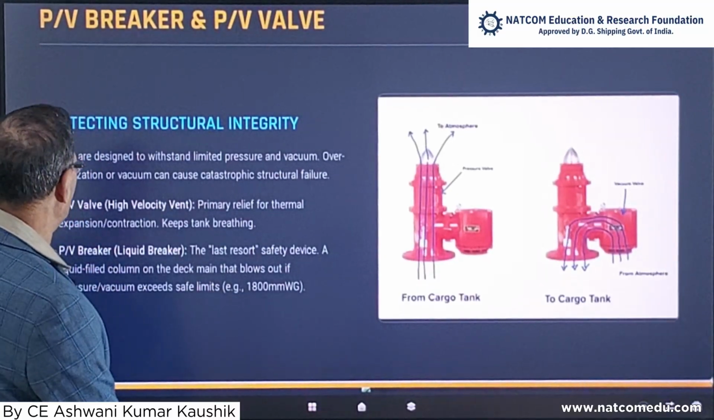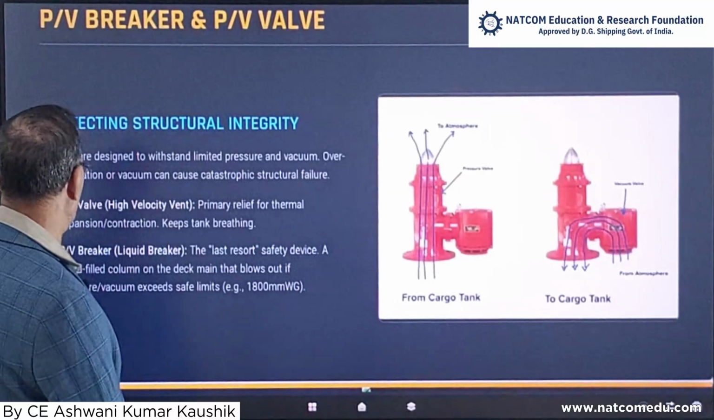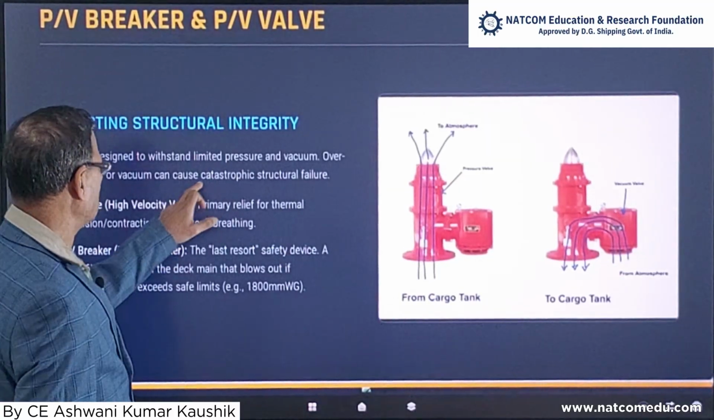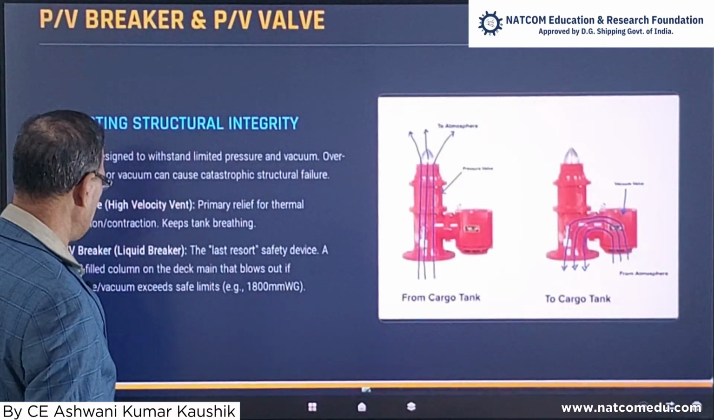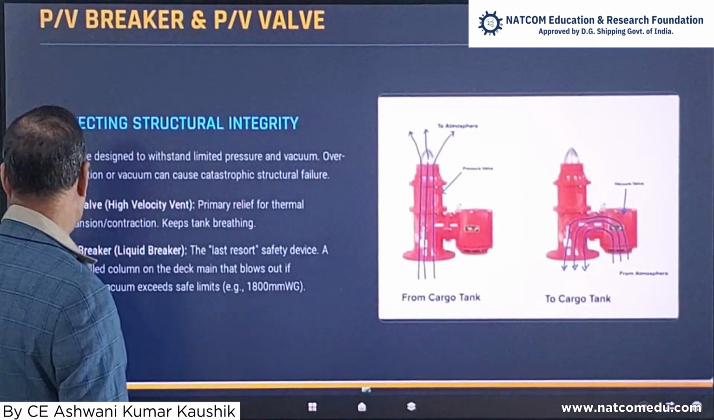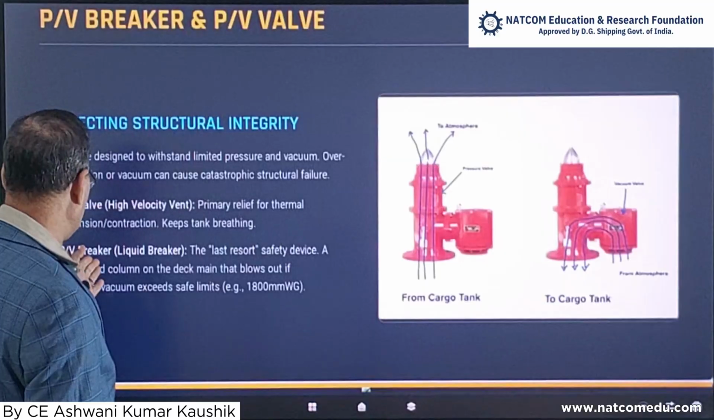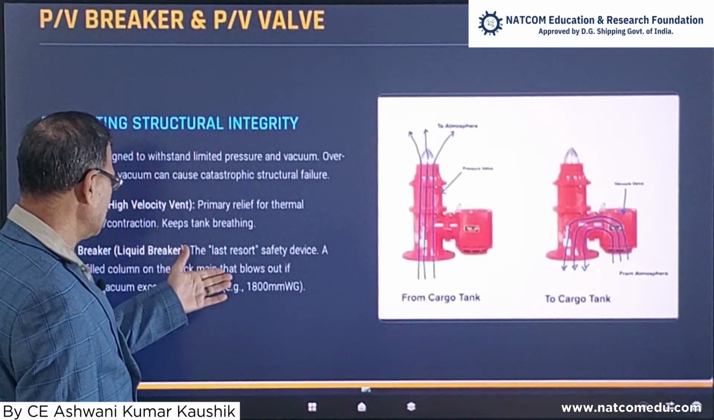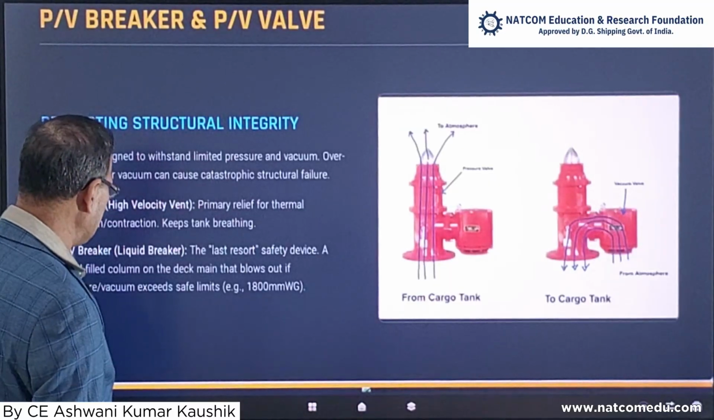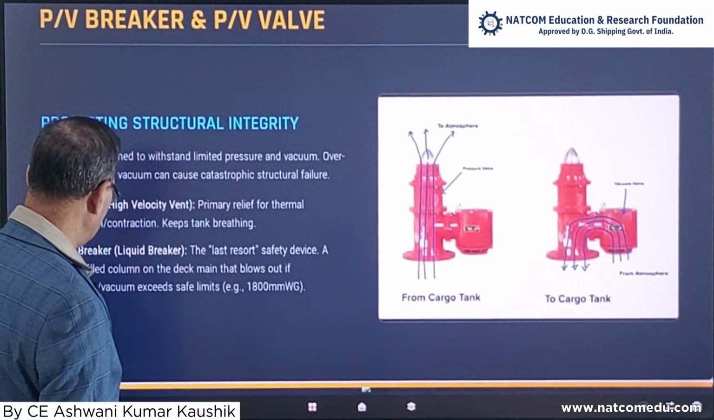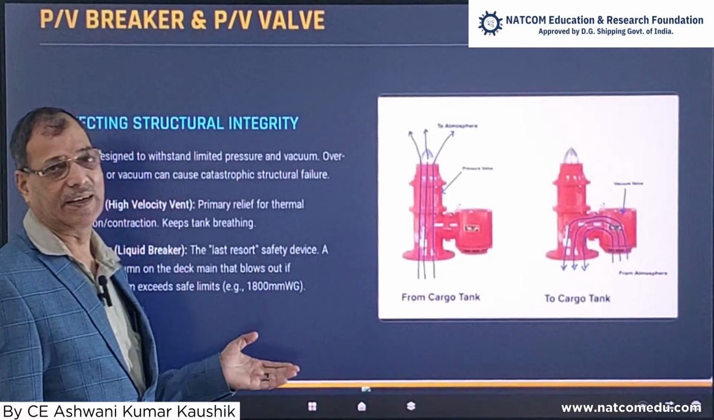Tankers are designed to withstand limited pressure and vacuum. Over-pressurization or vacuum can cause catastrophic structural failure. PV valve, high velocity vent: the primary relief for thermal expansion and contraction, keeping the tank breathing. And the PV breaker, a liquid breaker, is the last resort safety device, a liquid filled column on the main deck that blows out when pressure or vacuum exceeds the safe limit. Example: 1800 mm water gauge.